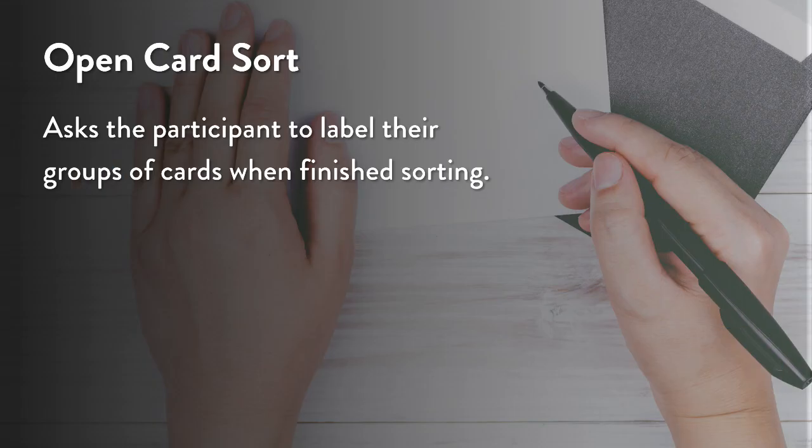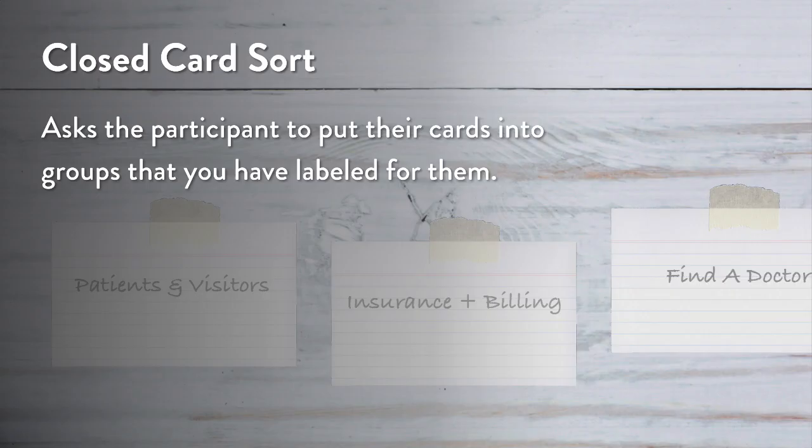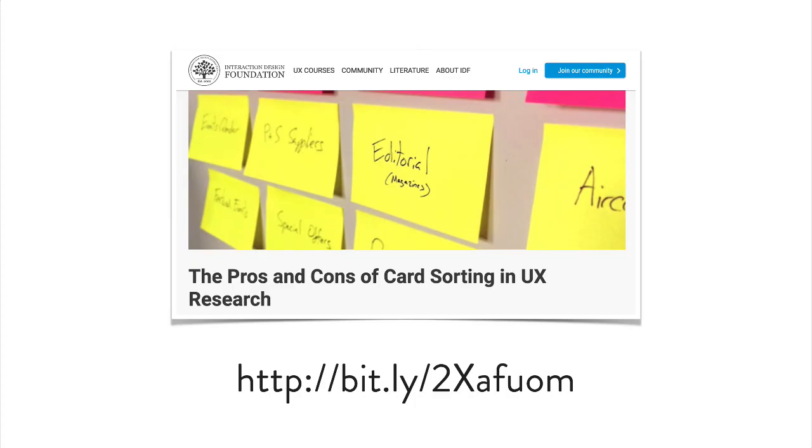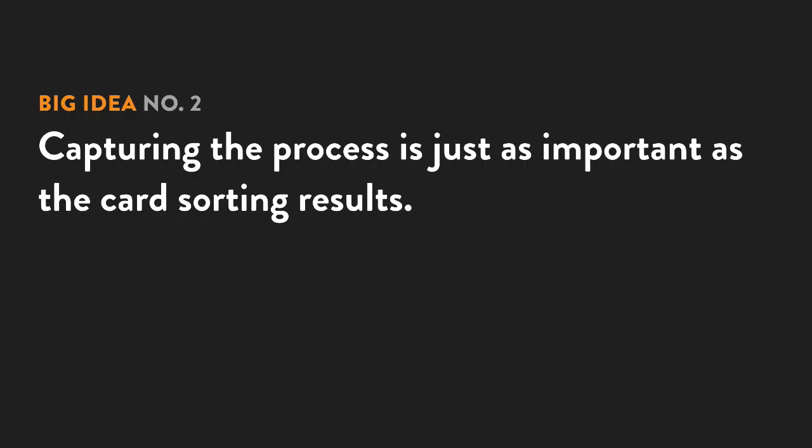For this next step, we're using an open card sort, which asks the participant to label their groups of cards when they're finished. A closed card sort asks participants to put their groups into labels you provide them. Each method has its pros and cons, which we don't have time to explore here. But if you want to learn more, there's a link to a useful article in the resource section of this video. Big idea number 2 is true no matter which method you use.